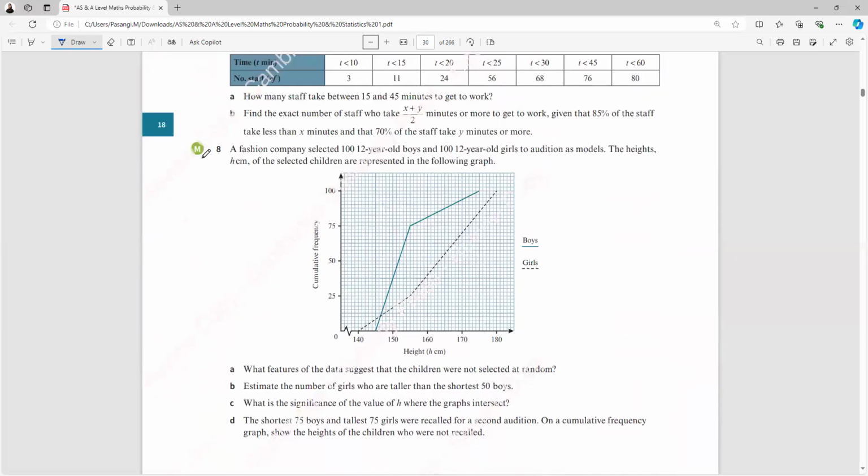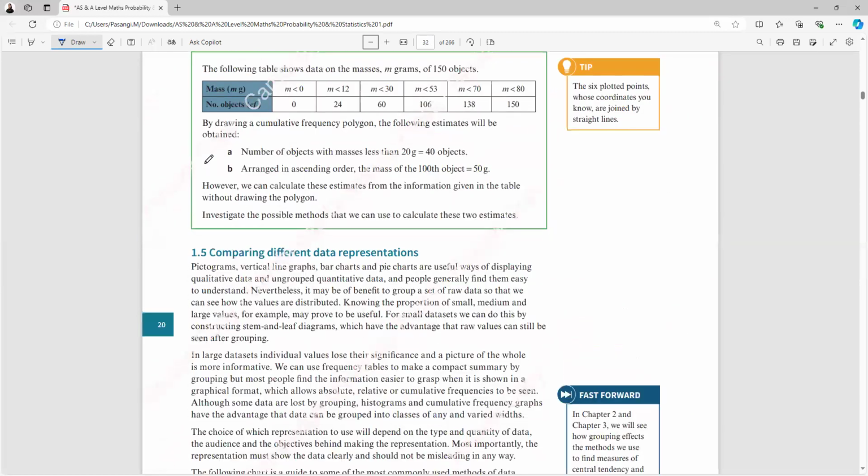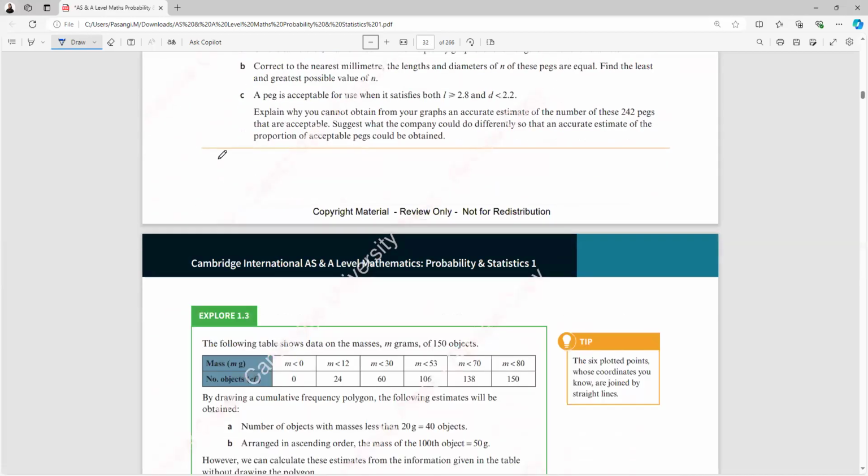What does this M mean? Modeling or something. Shall we do only one question from here, only the 11th question, then move to the next theory? Okay.